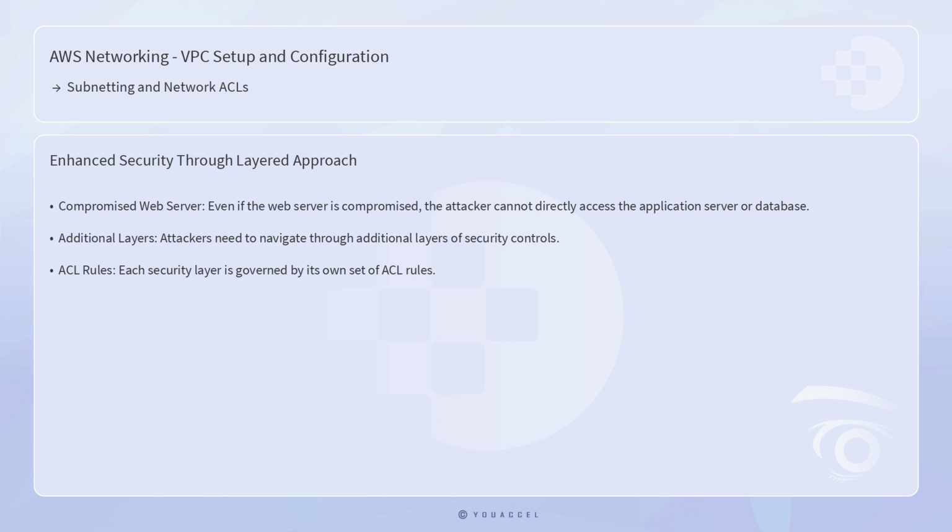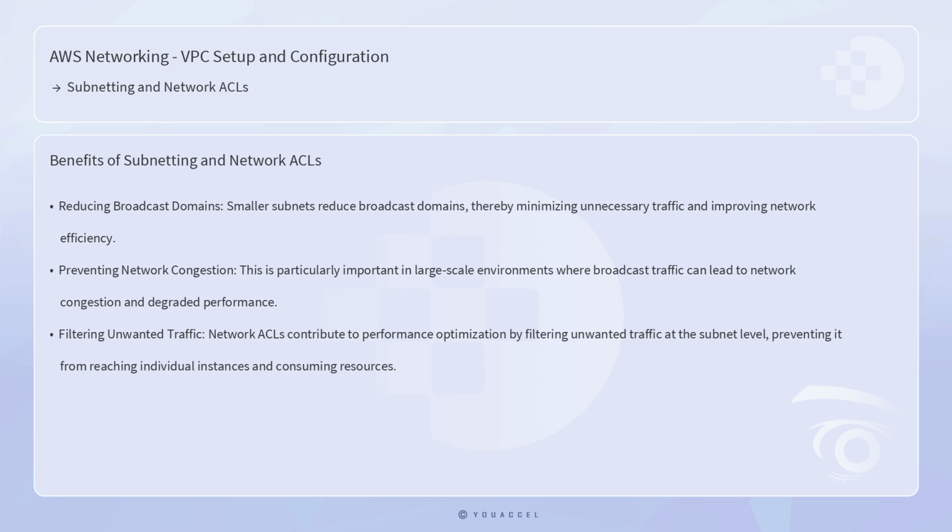The benefits of subnetting and network ACLs extend beyond security. They also play a pivotal role in optimizing network performance. Smaller subnets reduce broadcast domains, thereby minimizing unnecessary traffic and improving network efficiency. This is particularly important in large-scale environments where broadcast traffic can lead to network congestion and degraded performance. Network ACLs contribute to performance optimization by filtering unwanted traffic at the subnet level, preventing it from reaching individual instances and consuming resources.